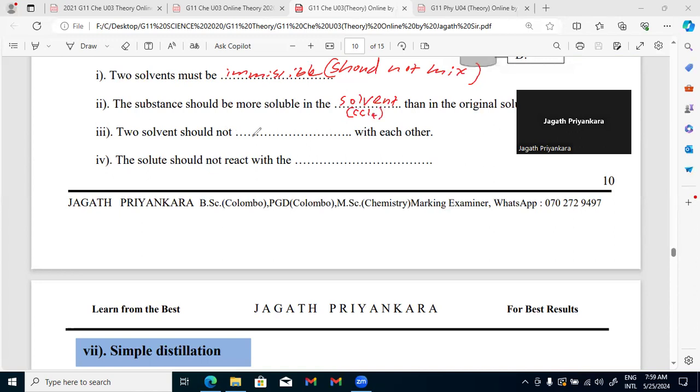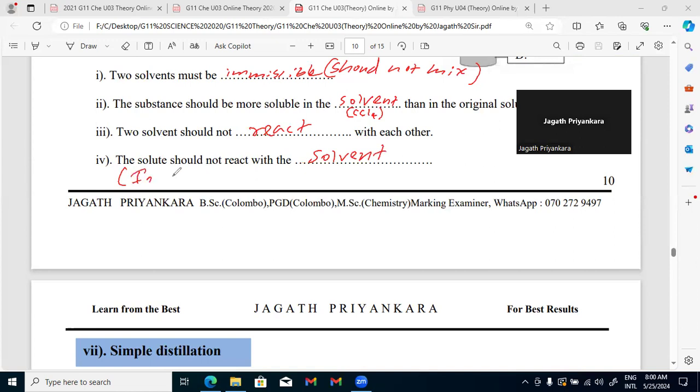The next one is what? Two solvents should not react with each other. What happens if carbon tetrachloride and water react? That's also a big problem. And the solute should not react with the solvent. That means that iodine should not undergo any reaction with the solvent. Within bracket, you can write, iodine should not react with CCl4. Otherwise, you will not get pure iodine. You will get something else, some other product.